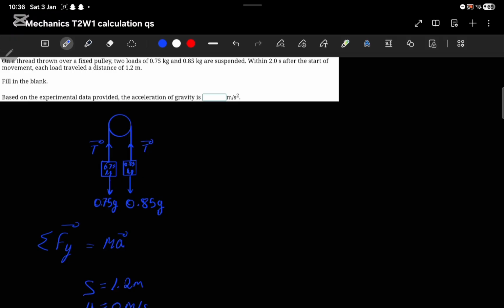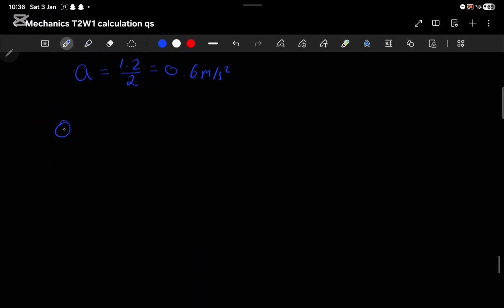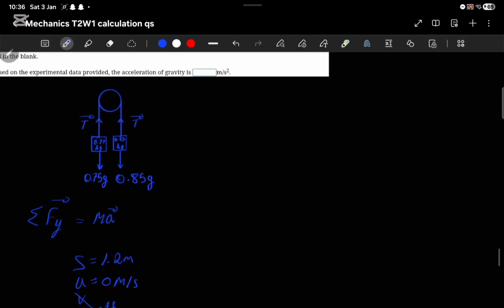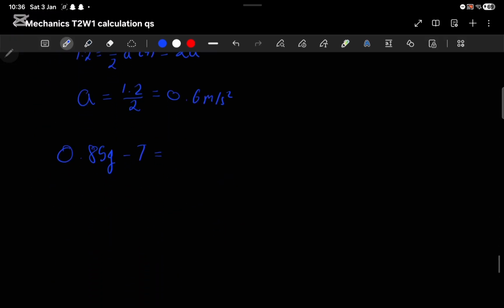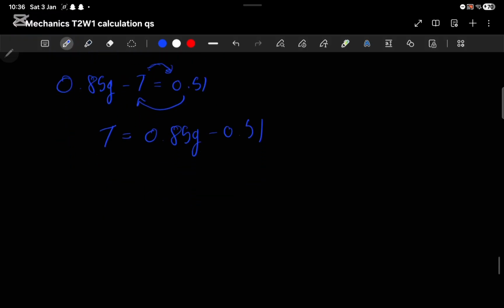So, 0.85 G minus T. I'm working with the block that's going down. Is equal to MA. M was what? 0.85. Let me just check. 0.85. A is 0.6. So 0.85 times 0.6, 0.51. So tension is what, take this to the other side, and this one to the other side, 0.85 G minus 0.51. This is my first equation.